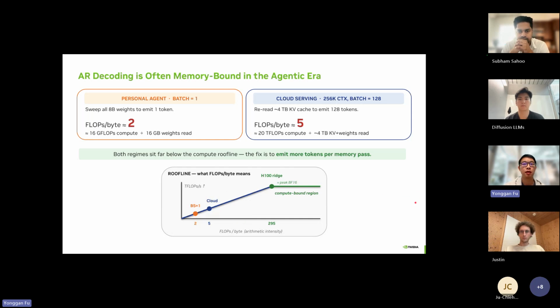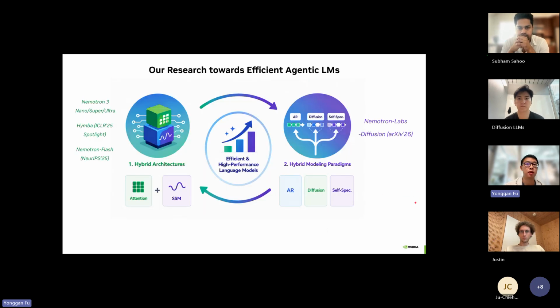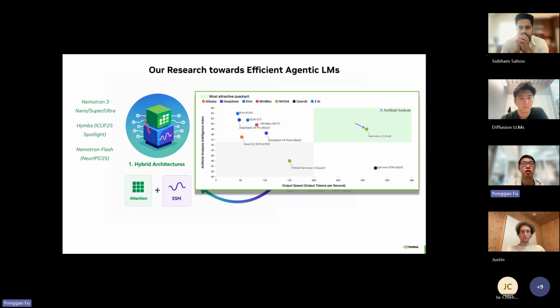To mitigate this issue, our team is addressing it from two aspects. One is developing more efficient language model architectures, like hybrid models. For example, NVIDIA just released the Nemotron-3 model family, which achieves pretty good performance in terms of the intelligence and speed trade-off. You can see the achievable performance of Nemotron-3 Ultra. Our team also has other hybrid model designs like Hymba and Nemotron Flash. This is one line of research.